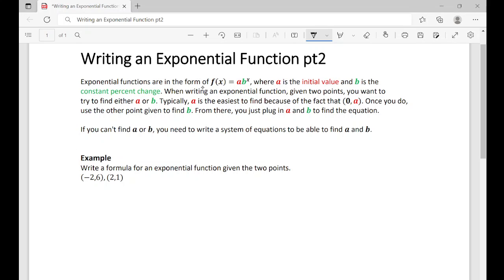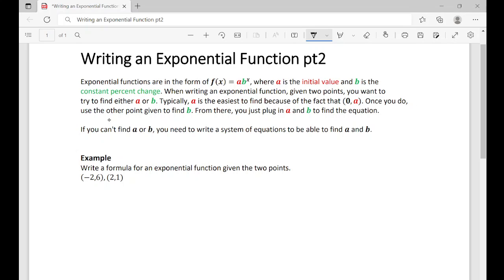Exponential functions are in the form of f of x equals ab raised to the x, where a is the initial value and b is the constant percent change. When writing an exponential function given 2 points, you want to find either a or b. Typically, a is the easiest to find because if you have an ordered pair of 0, a number, that y value is your a, your initial value.